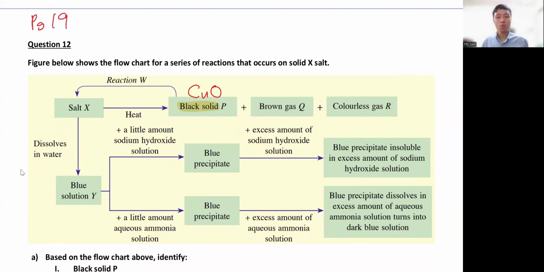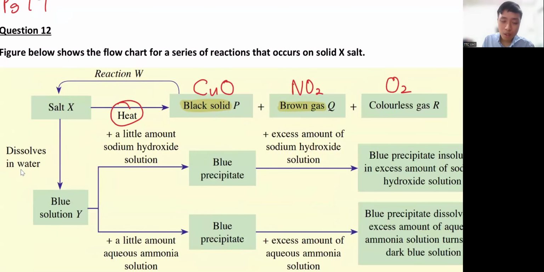So what about brown gas? Who remember brown gas? When you heat the salt, right? You got black solid, you got one brown color gas, one no color gas. Very good. So finally you got NO2, nitrogen dioxide. Then you got the pair which is oxygen. So now this also indicate what? What is the salt X?